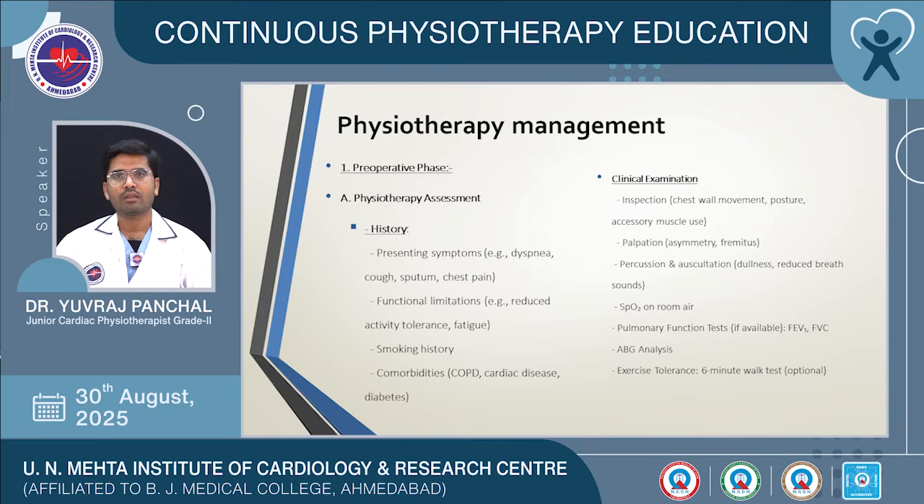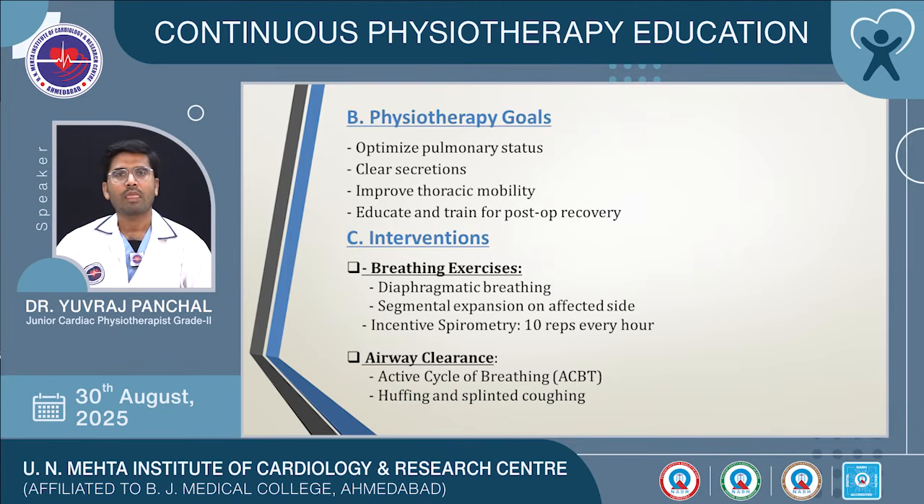ABG analysis: check patient pH, PO2, PCO2, HCO3 and electrolytes. Exercise tolerance test, 6-minute walk test, optional. Physiotherapy goals: optimize pulmonary status, clear secretions, improve thoracic mobility, educate and train for post-operative recovery.